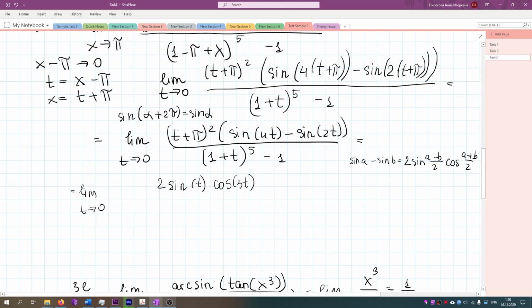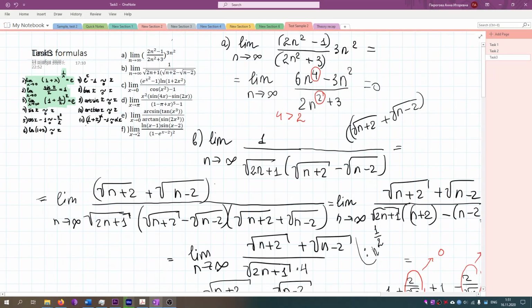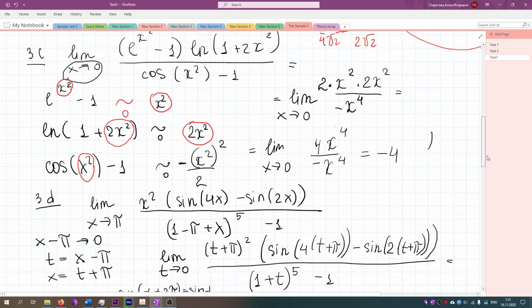And if you look at this part, if t is close to 0, then this part is close to pi squared. And for the bottom part, we have a formula. It is 1 plus x in the power of alpha minus 1 will be equivalent to alpha x. So our alpha is 5, and instead of x we have t. So our answer here is 5t.